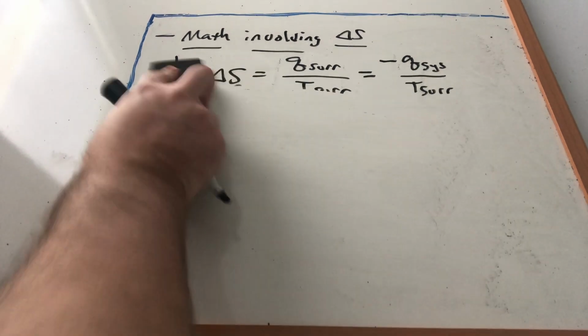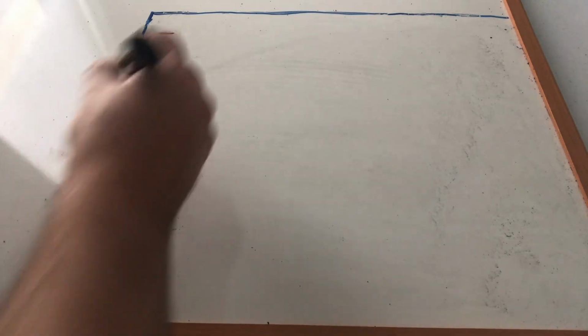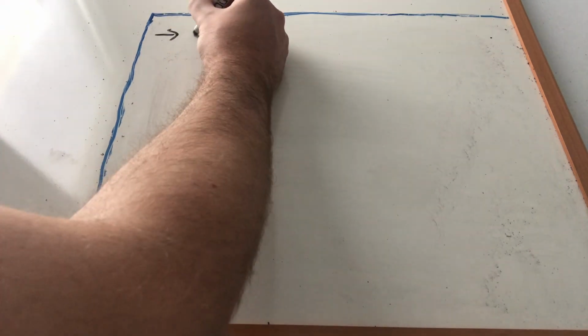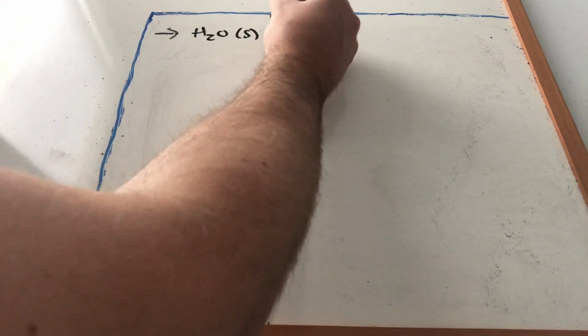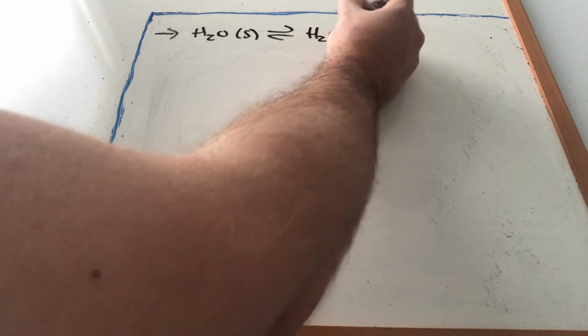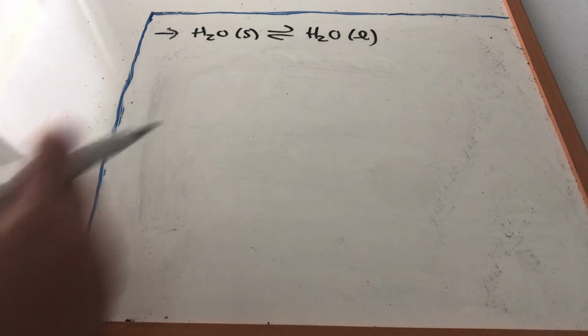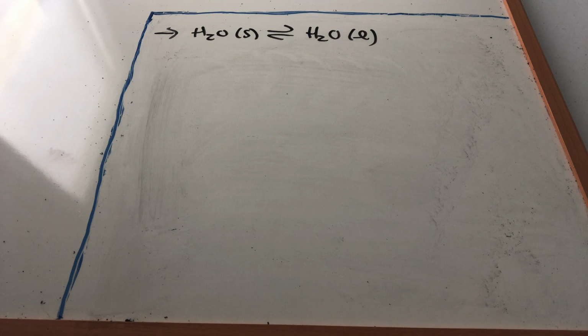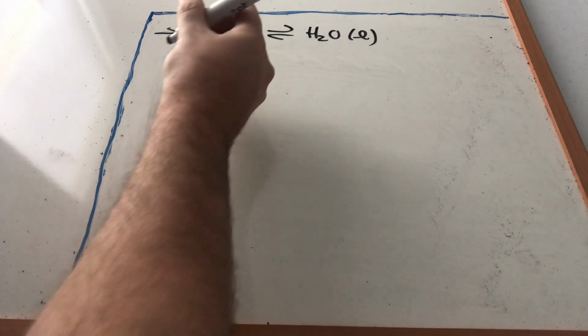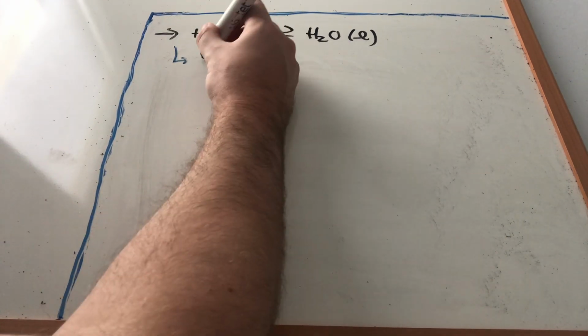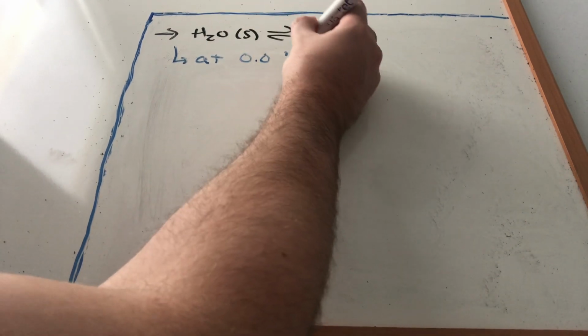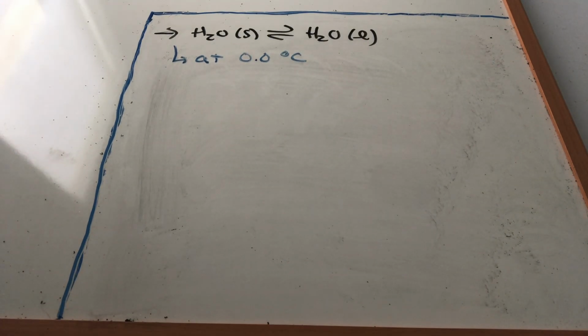So to drive this home, let's do one last example this video. Let's talk about H2O solid to H2O liquid again. But let's do this at a couple different temperatures and make sense of the results. Let's start off at 0 degrees Celsius. Let's say we run this open to the atmosphere at 0.0 degrees Celsius. That's our starting point for this first part of this example.